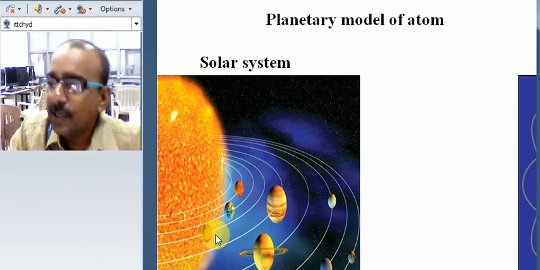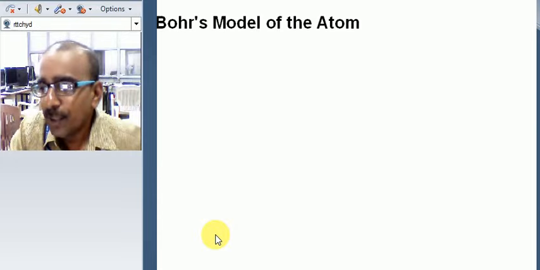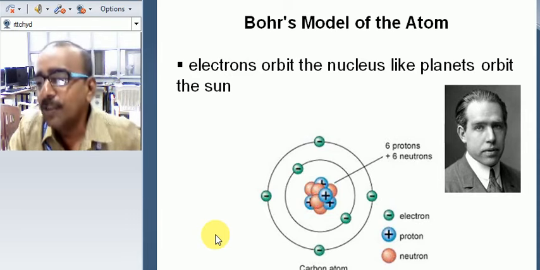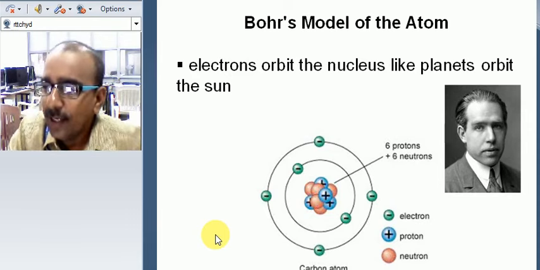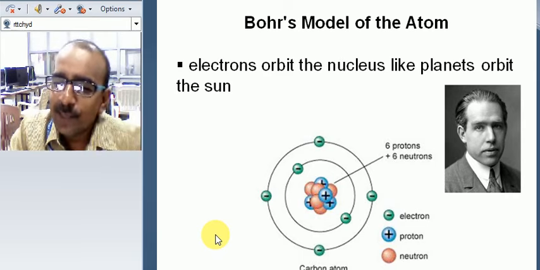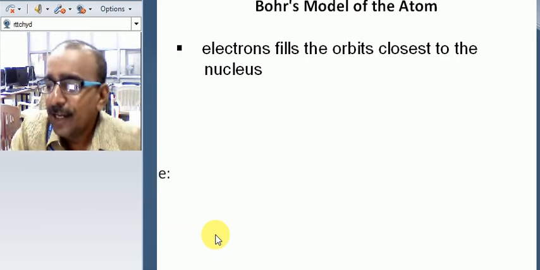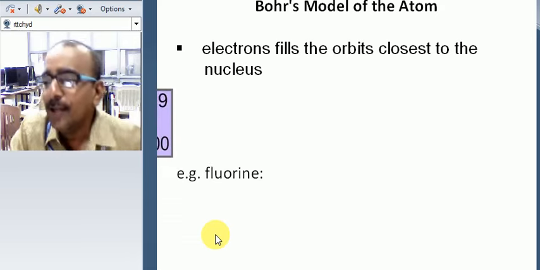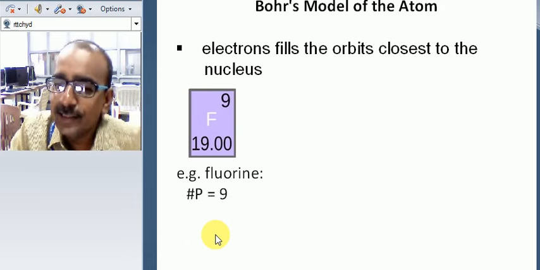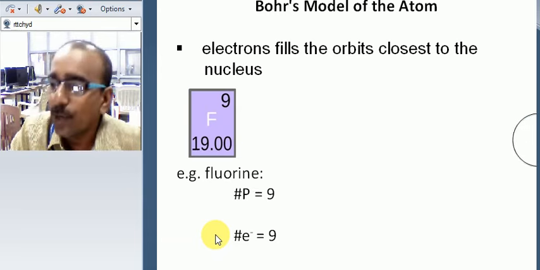The next person to give the atomic model is Mr. Niels Bohr. His atomic model was also almost similar to Rutherford's, excepting some points. Electrons orbit around the nucleus, right? This was in support of the Rutherford model. The next slide shows how electrons revolve around the nucleus. What are the contents of the nucleus? The contents of the nucleus are nothing but neutrons and protons.